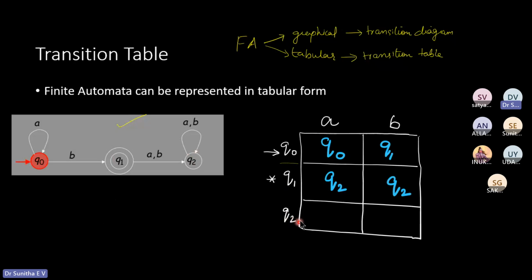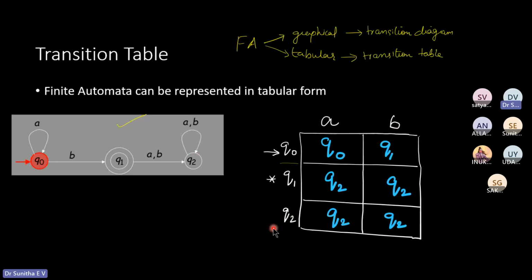Then the third one is the last one. If the machine is in Q2 and if the input is A, what will be the next state? We can see the transition diagram, the machine in Q2, and if the input is A, it will take the self loop only. So that means it will remain in Q2 itself. So we have to write Q2 here. Then the last column for Q2, if B comes, what will be the next state? For Q2, if B comes, it will remain in the same state. There is a self loop only. So here we have to fill Q2.